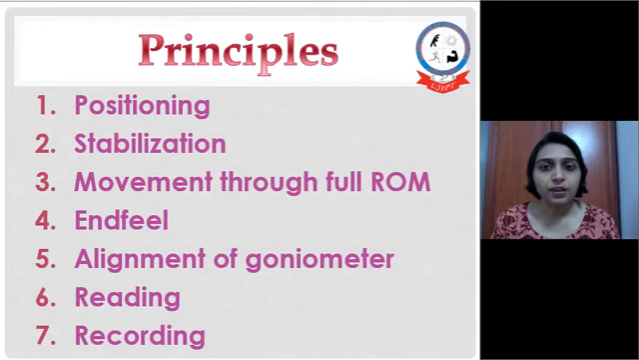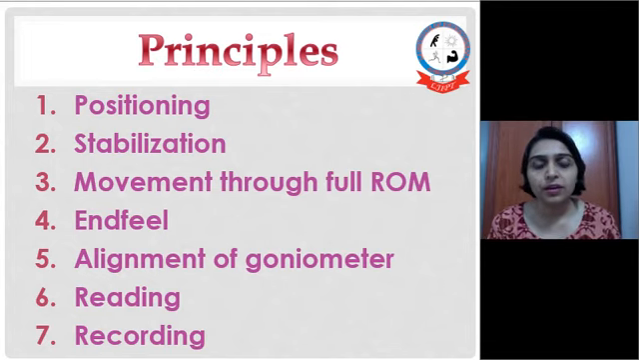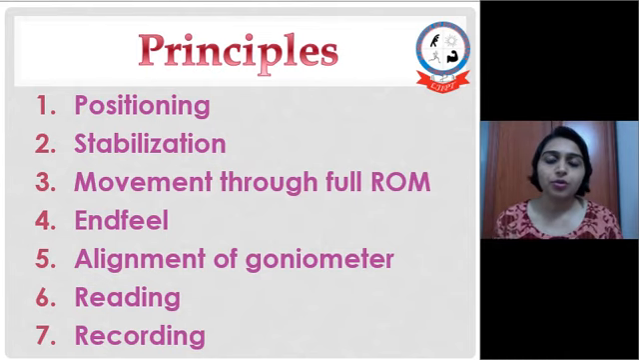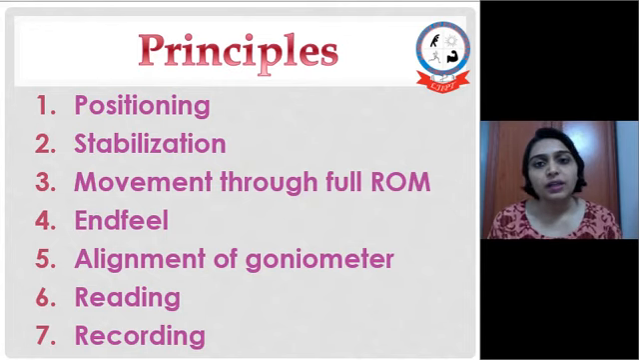Next is end feel. The therapist should have knowledge about end feel also. End feel is the feeling at the end range of a passive movement. When the therapist is making a patient do movement passively, at the end of range, the therapist may feel something that is known as end feel. There can be normal end feel or abnormal end feel.